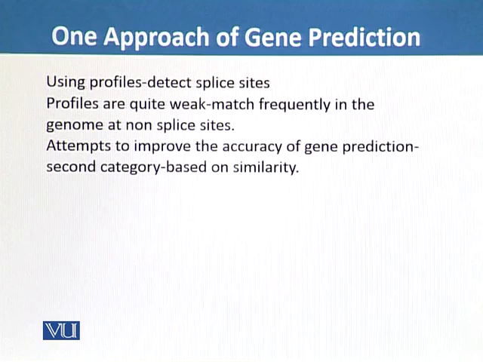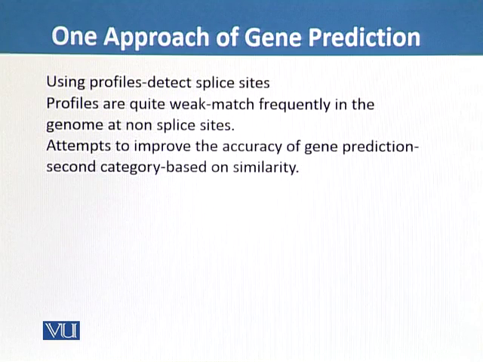We have seen that we can use the splicing information present at the junctions of introns and exons. But using profiles to detect splice sites has met with limited success, since these profiles are quite weak and tend to match frequently in the genomes at non-splice sites. Because we know that GT and AG could be present at any position within the genome. So it could be misleading information when using the statistical approach, and it can match with other sites besides the introns.